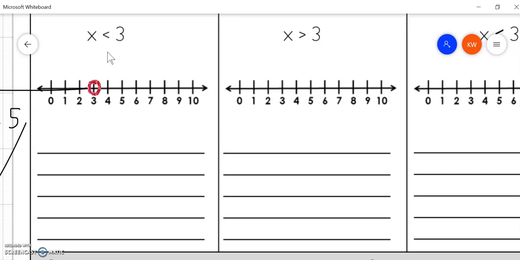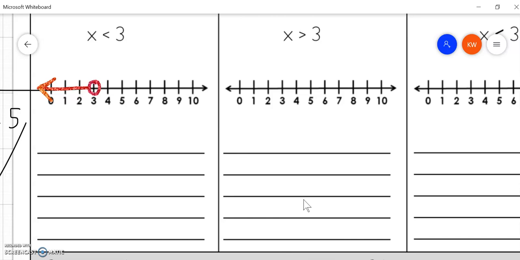Now, for our arrow, a quick indicator to know which way your arrow is, you can essentially look at the symbol and then make an arrow facing that way. So this arrow is facing this way. It's also facing the values that are less than 3. So we go this way and we make our little arrow.